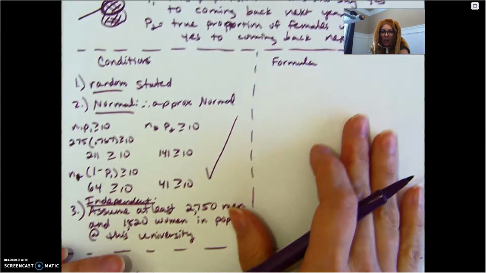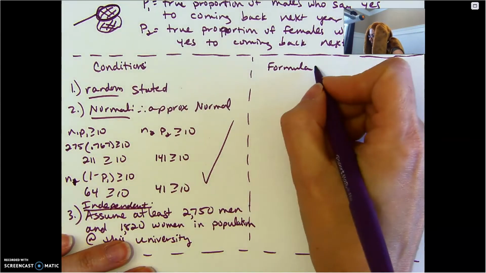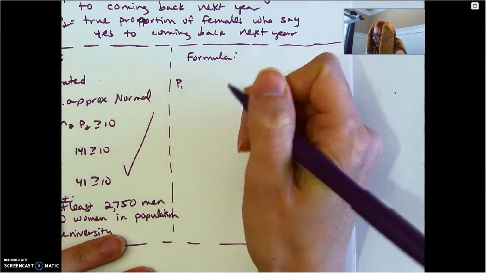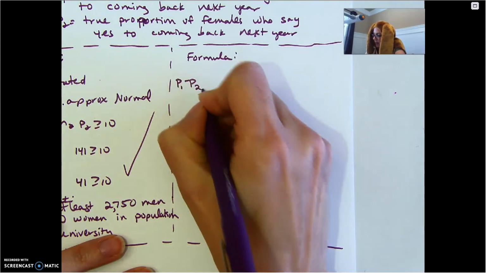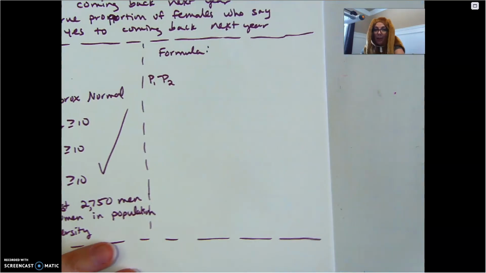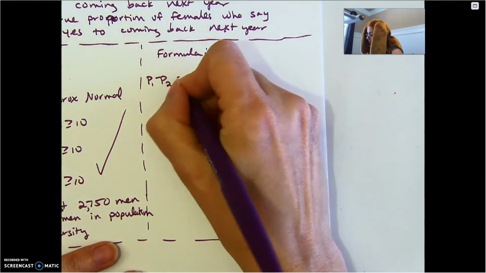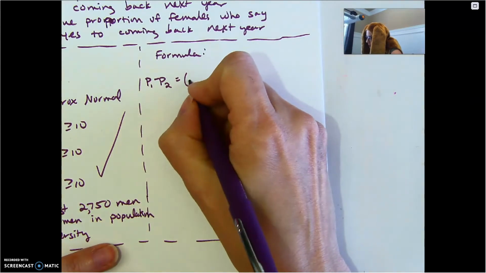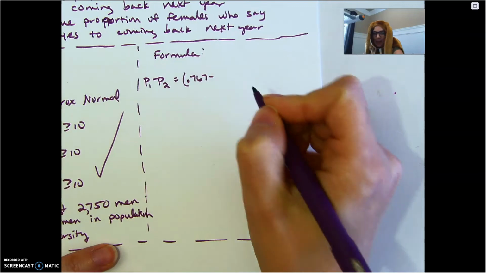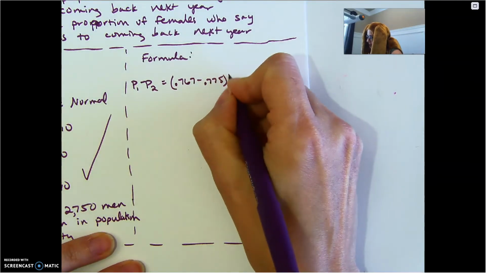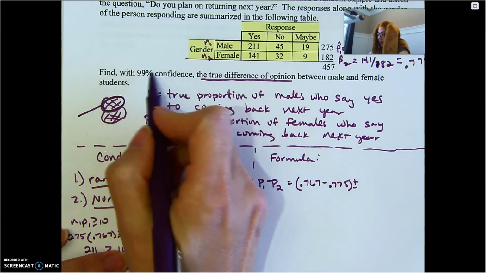All right, so now it's time for the formula. We are trying to capture the difference between males and females. We don't know what the truth is. All we have is a p-hat, right? All we have is an estimate. So we've got our p-hat 1, males, was 0.767, minus our p-hat for females, 0.775, plus or minus.